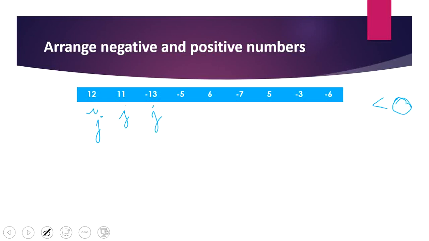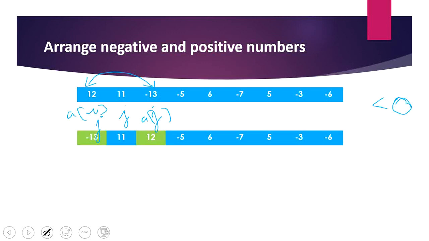In this case, we're going to swap -13 and 12, that is the element at array of j and the element at array of i. So now the array becomes this. That is, -13 will come to the first position and 12 comes to the third position. So now it's time to increment i. Whenever we do a swap, we increment i. So our i comes here and j goes to -5.